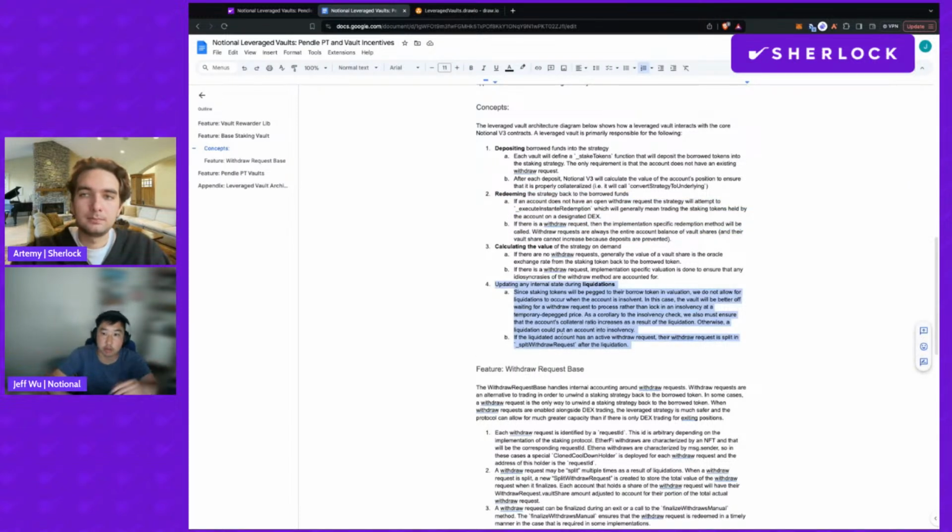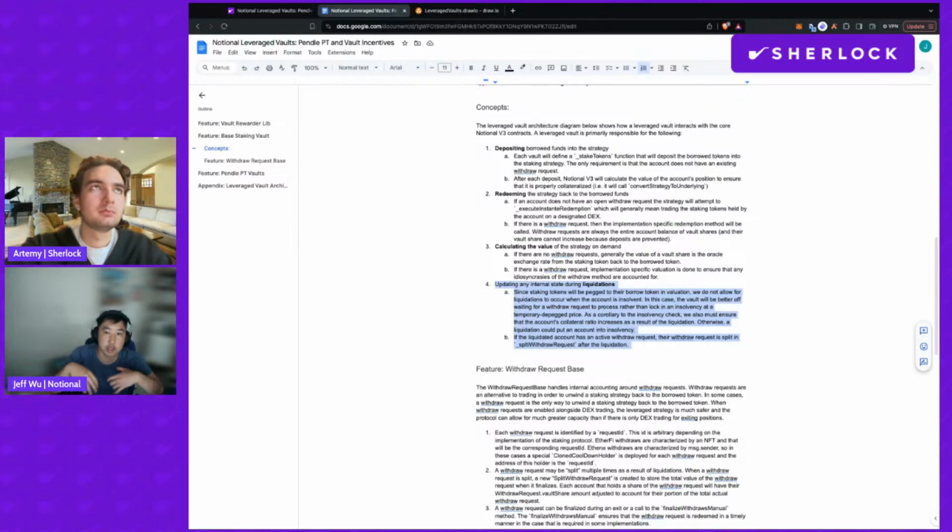And we just looked at the code a little bit for this during liquidations. We do these valuation checks to ensure that we don't liquidate into insolvency as a result of a temporary price dislocation.